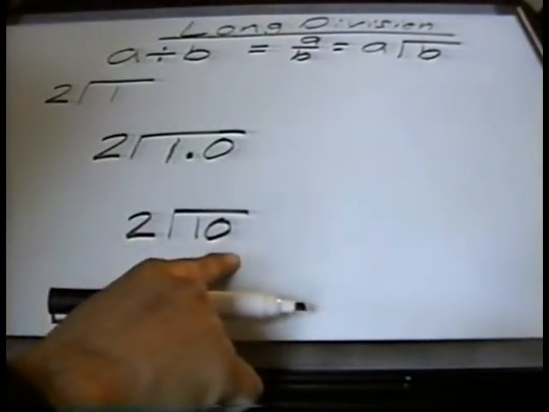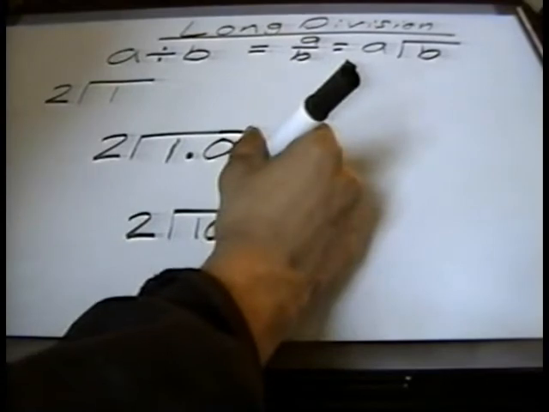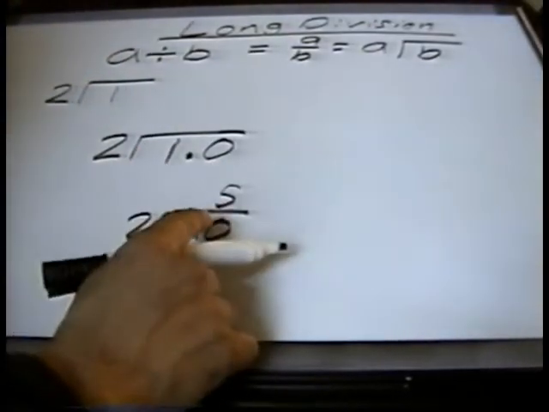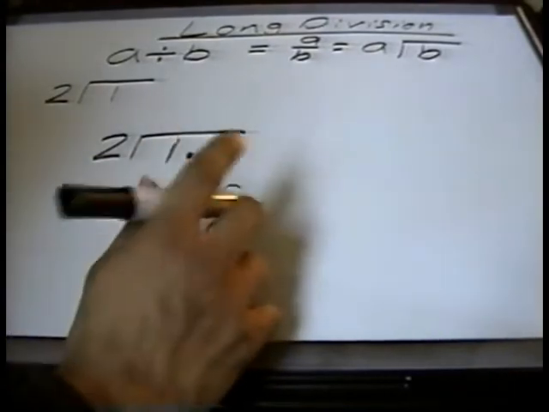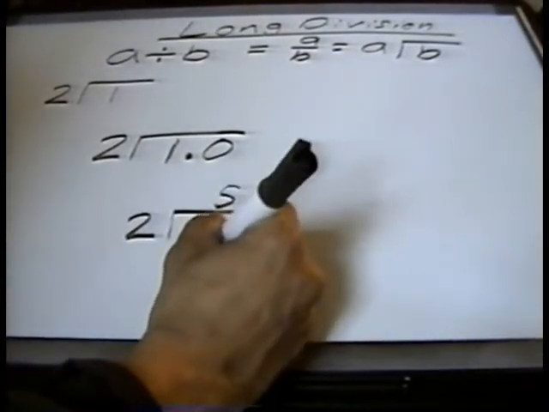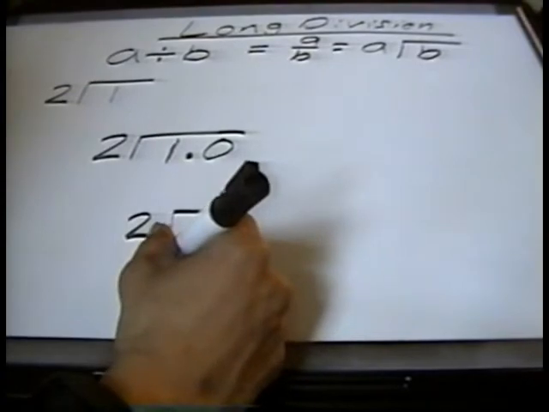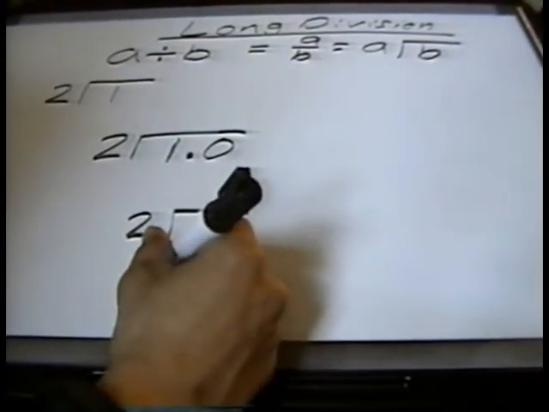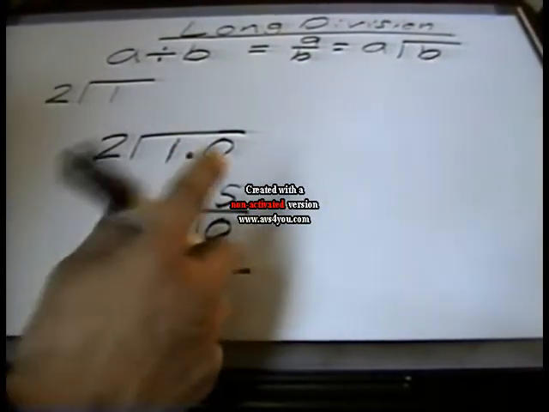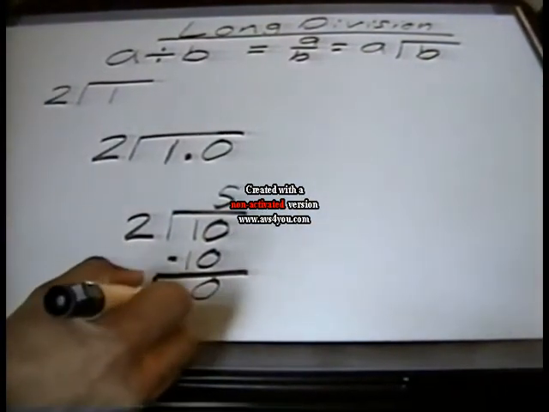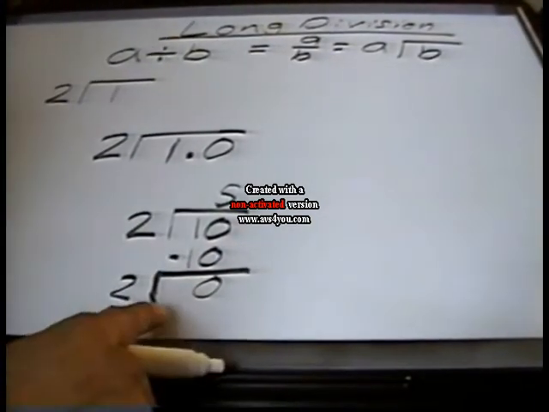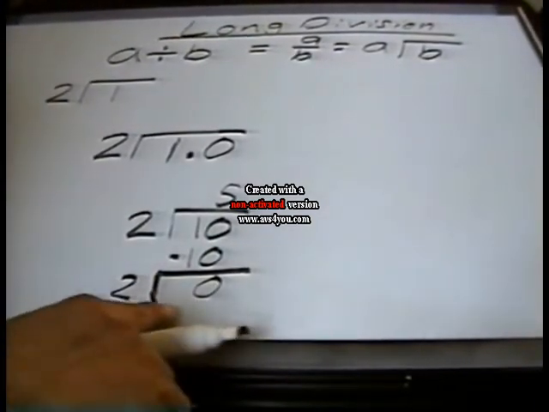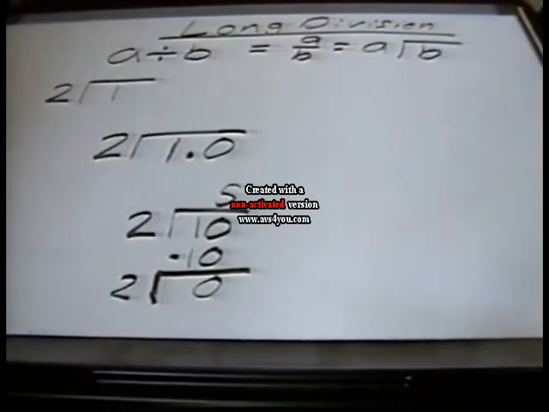Now 2 goes into 10 5 times. And then we're going to multiply that 5 into 2 and subtract the result from our dividend, which is 10. It's 0. Now you cannot divide 0 by 2, so we know the division is done.